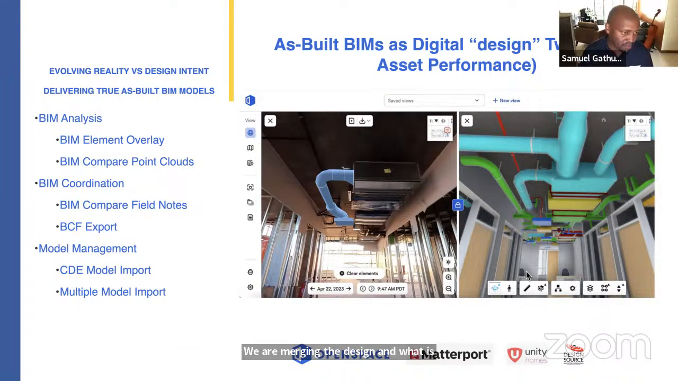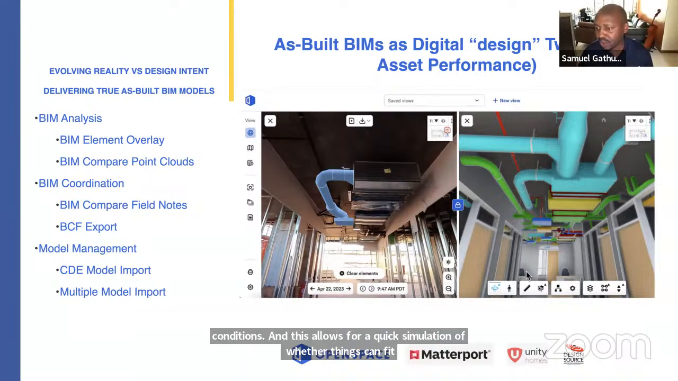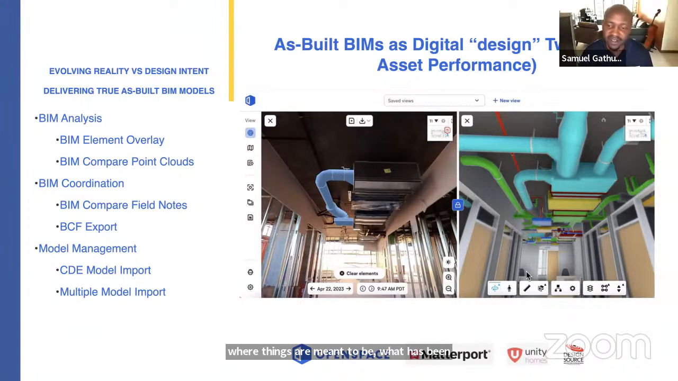So with OpenSpace, you're able to do a BIM compare, and then you're able to even go further and get the BIM elements fitted onto the actual site conditions. And this allows for a quick simulation of whether things can fit, where things are meant to be, what has been missed, what is clashing, and it becomes a much faster way of coordinating items.